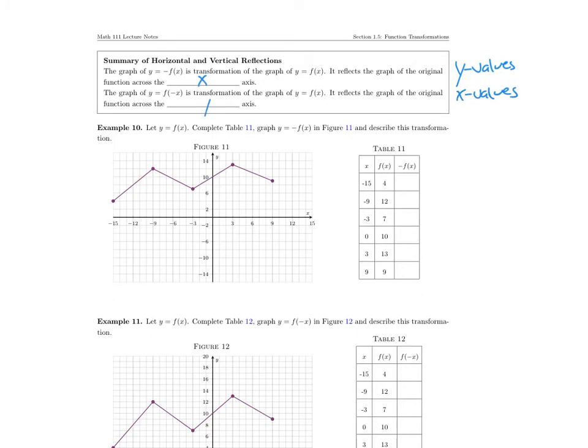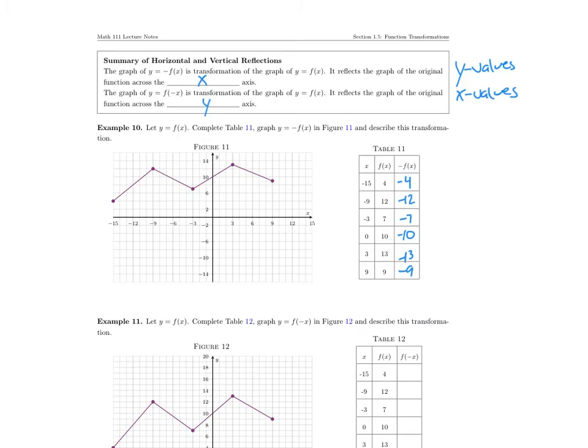But that means it's going to go across the y-axis. So just be a little careful here. I think after we practice, we'll kind of see what's going on. So for the y values, this first one of negative f of x, all of our y values are going to become negative. So this is now negative 4, negative 12, negative 7, negative 10, negative 13, negative 9. If those y values had already been negative, we would have just changed them to positive. We're just flipping the sign.